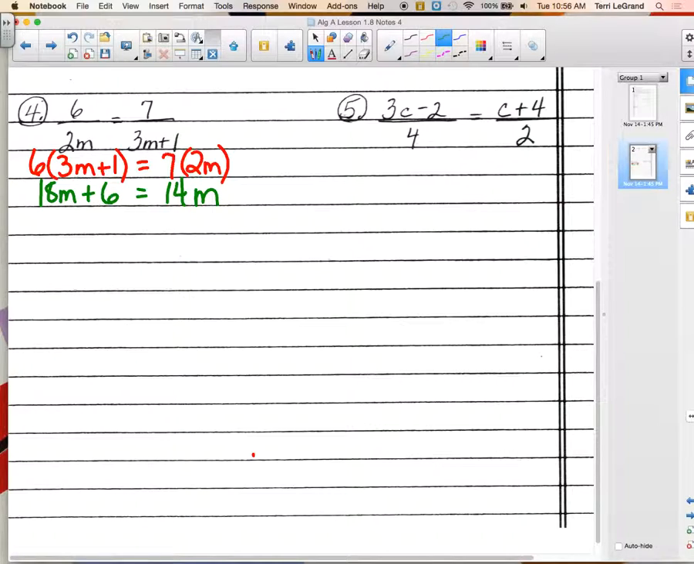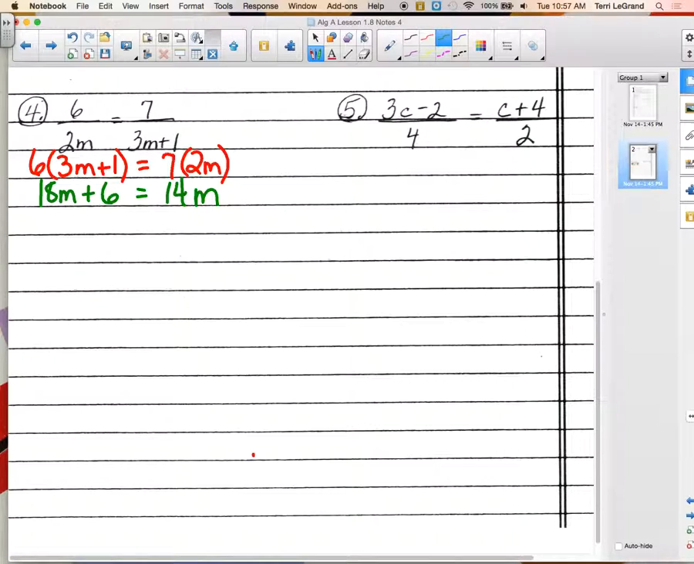And then see if you agree with me. Oftentimes, if you're making mistakes in these, what ends up happening is when we're doing the distributive property, we sometimes forget to do the second multiplication. So if you catch yourself getting wrong answers, sometimes that might be the reason. In the 6 times 3m, you remember to do that, but then you put plus 1 instead of taking the 6 times the 1.